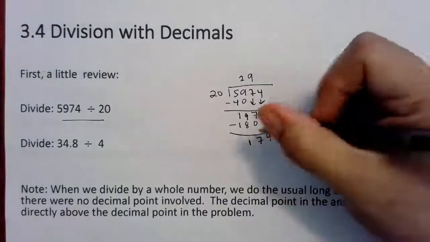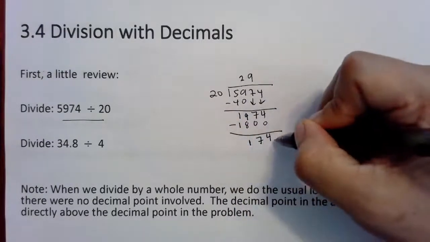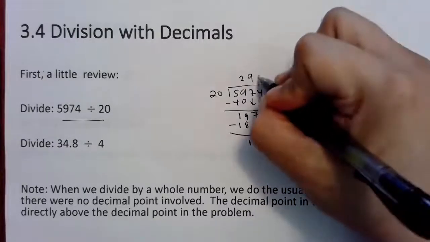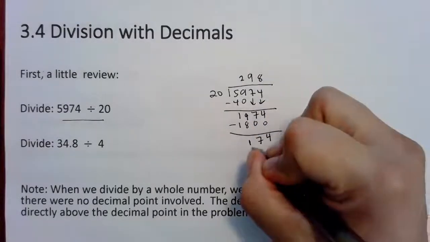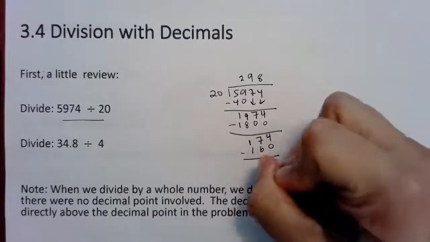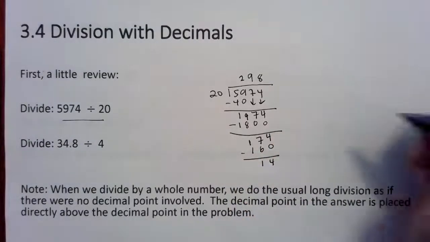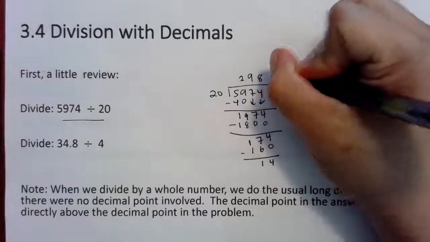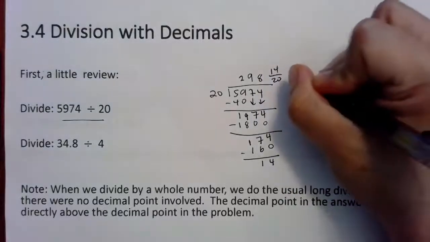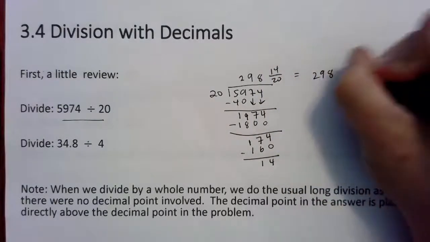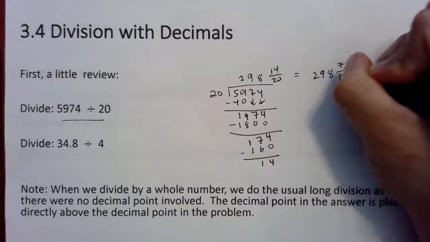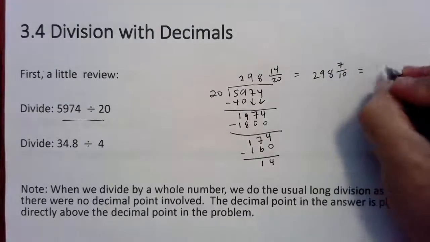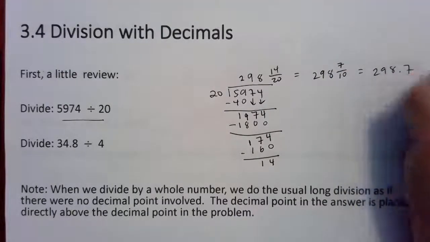Then again, now we have 174. How many times does 20 go into 174? 8 times. That's 160, and we subtract, and the remainder is 14. So we can leave this as 14 over 20, or rather we can write this as 298 and 7/10 if we reduce, which again can be 298.7.